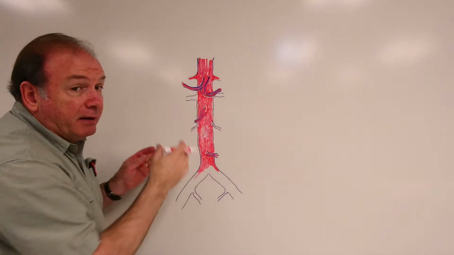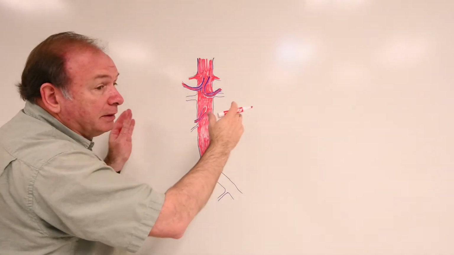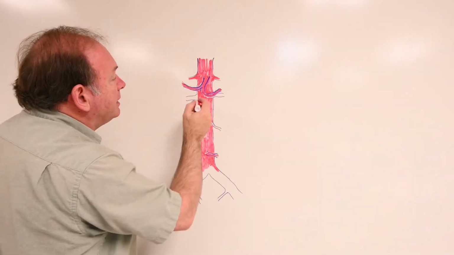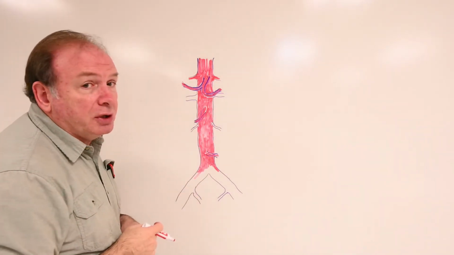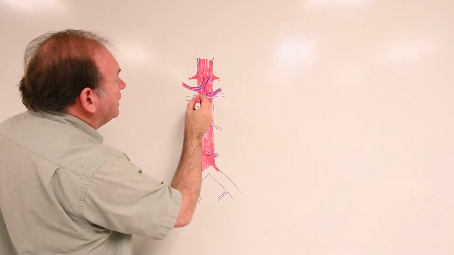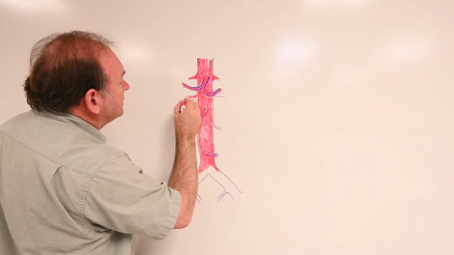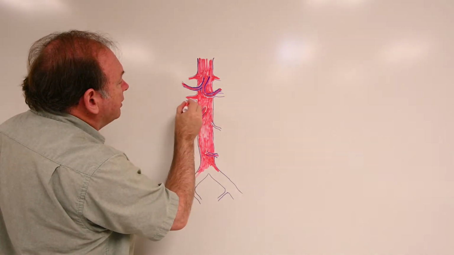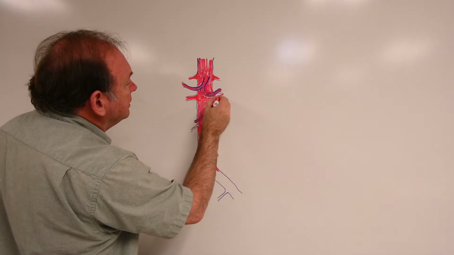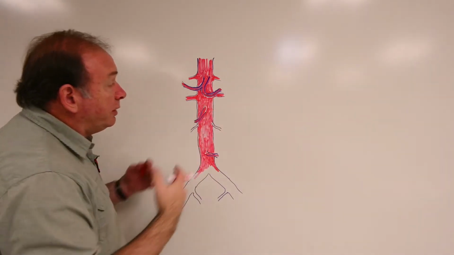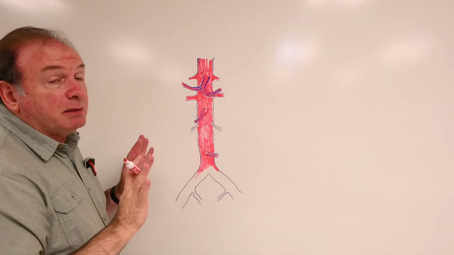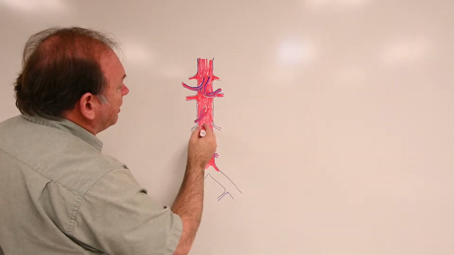Now we have a set of vessels that will go to either side, a left and a right vessel here that would go to the general region of the adrenal glands above the kidneys. And next, we have the renal arteries that go to the kidneys, a left and right renal. And these are not going into the abdominal cavity. These stay against the back wall of the abdominal cavity.